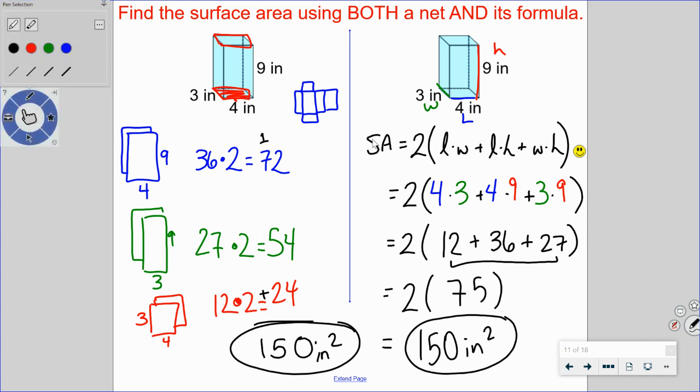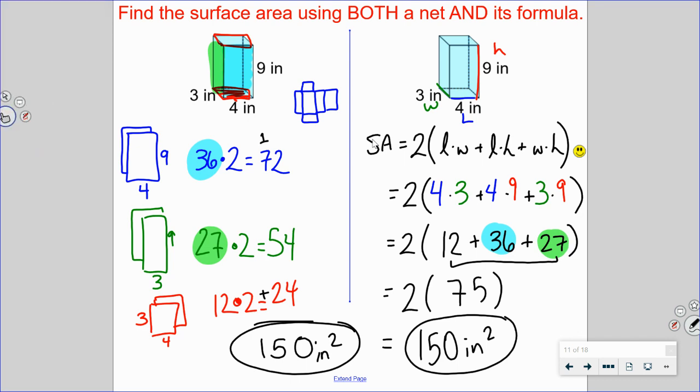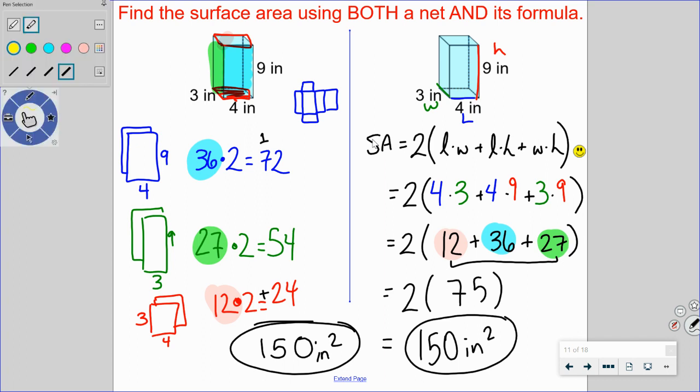So again, look at these problems. How are they similar? How are they different? You will see both of these. You'll have a 36, looking at the 9 by 4 rectangle in the front. Both of them, you'll have 27. And that was looking at the 9 by 3 side faces. And both of them, you'll have 12, because that was looking at the top and bottom faces. All of them, you'll have times 2. Only on the left, you double it before adding. On the right, you add before doubling.